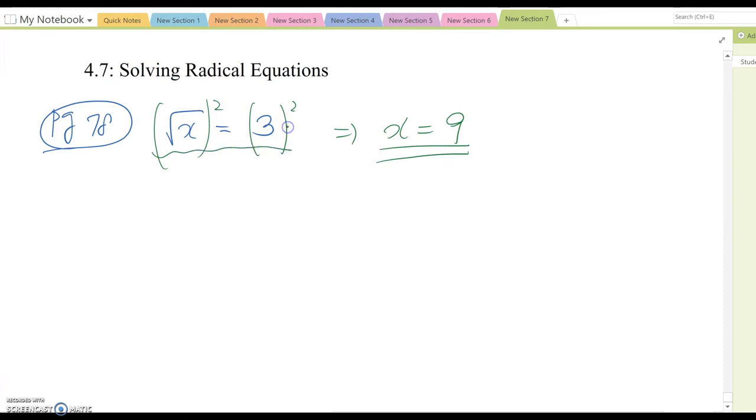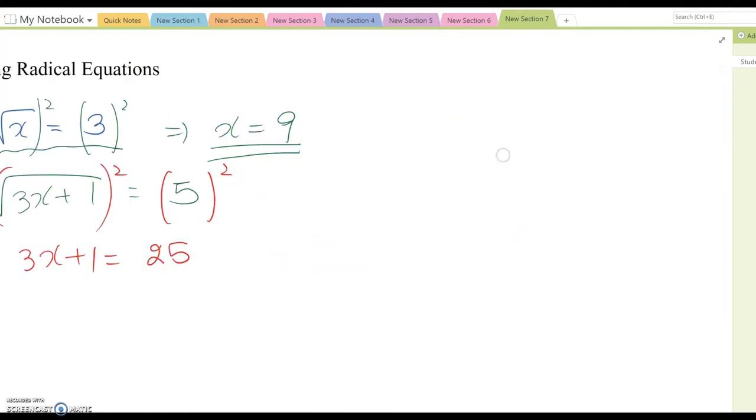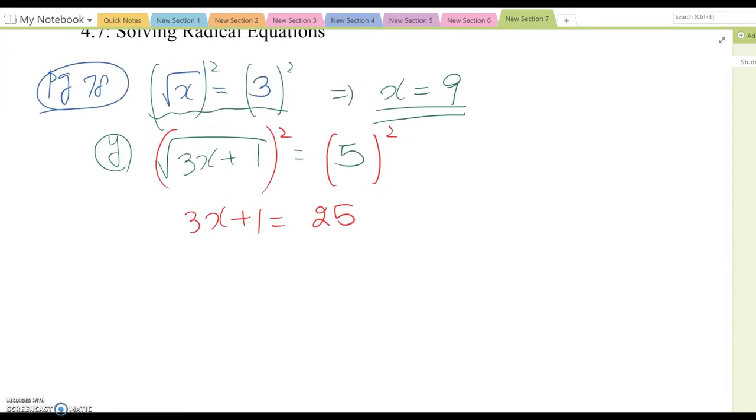Whenever we have an x term under a square root, we isolate the radical term and square both sides. Then you can get the equation. So let's look at y. This is the square root of 3x plus 1 equal to 5. In order to solve these questions, like we did here, we square both sides. Then 3x plus 1 equal to 25. And now you solve for x from here.